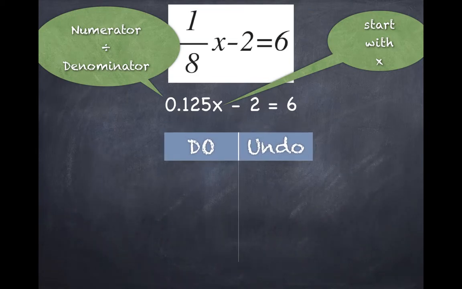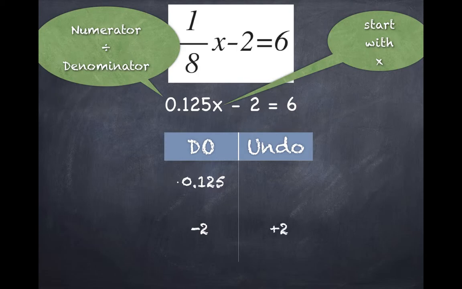The next thing you're going to do is make what's called a do-undo chart. Whatever's being done to x, we're going to undo it with the inverse. So if I'm looking at x, the first thing I notice is that it's being multiplied by 0.125. So I'm going to put that in my do list. The other thing that's being done to x is subtracting 2. So that also goes in my do list. Now, I'm going to figure out how I can undo this. And the way I use an undo chart is I start at the bottom. So I move down the do side and go back up the undo side.